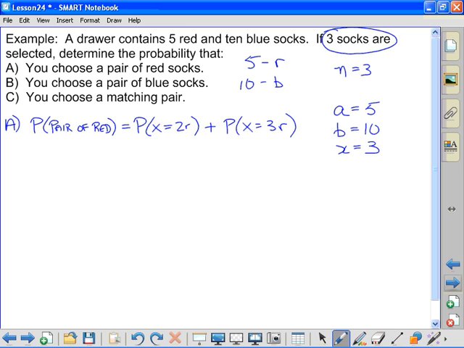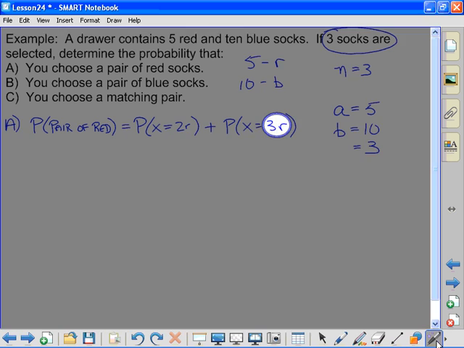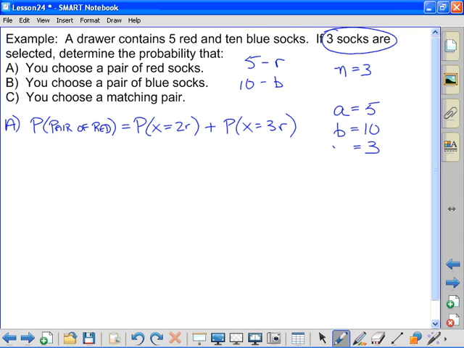N is going to be 3 because it's the total number of draws. X is what we're looking for. X is the independent variable. Right here, there's an X value. So I apologize for the confusion here. N equals 3, and then X will equal 2 and 3, depending on where we are in the formula.